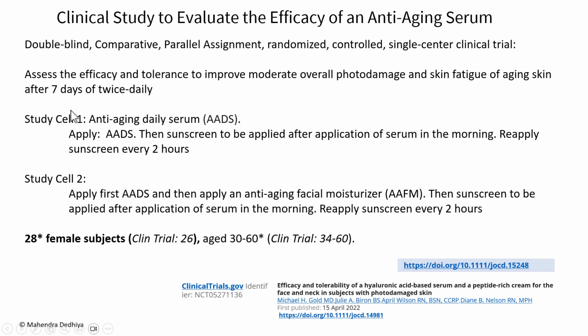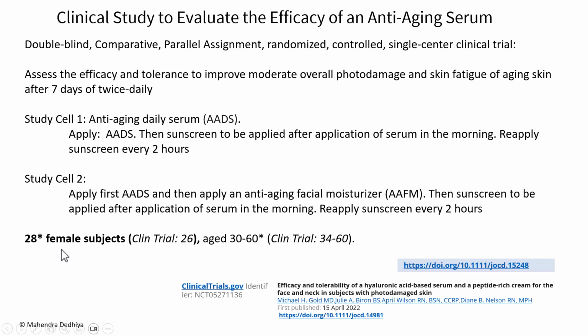For this particular study, anti-aging daily serum, AADS, and then sunscreen is applied after the application in the morning and reapplied every 2 hours. Study cell 2, first AADS and then anti-aging facial moisturizer is applied. Different product is applied, then sunscreen is applied in the morning and reapplied every 2 hours. So these are the two different groups. The patient could be in either of the groups. They are randomized and they are conducted parallel. They do not cross over.